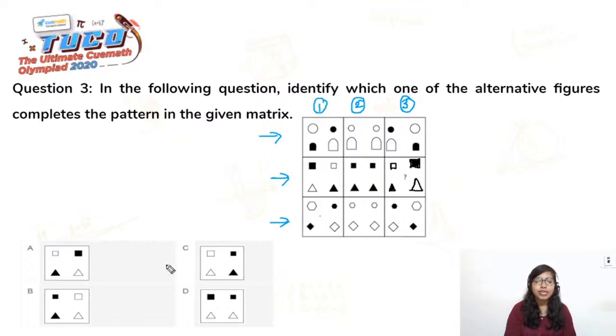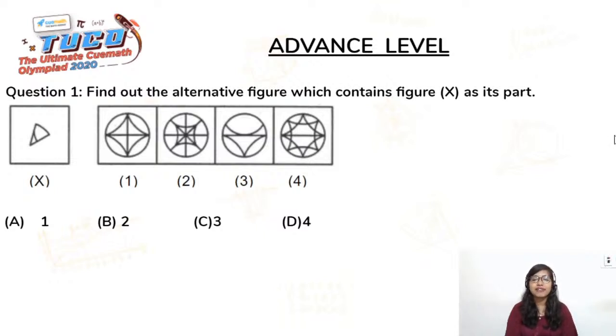So out of A, B, C and D, which one is the right answer? We all can see that out of A, B, C and D, option A is the right answer. Noticing the size of the shapes is also important here. Symmetry is something which actually helped us to determine the pattern here. So with this, we are moving ahead with our advanced level questions.